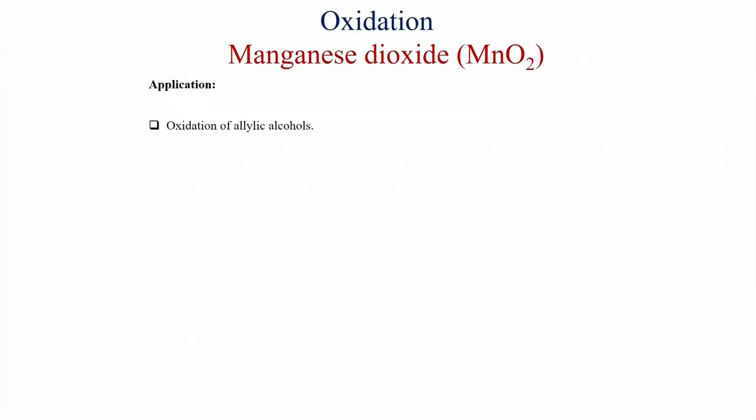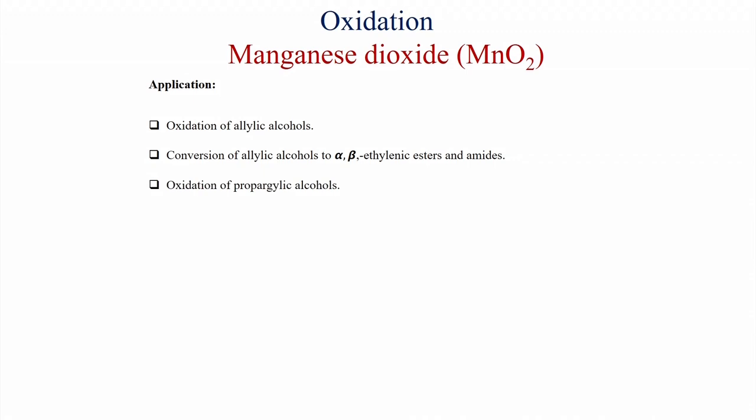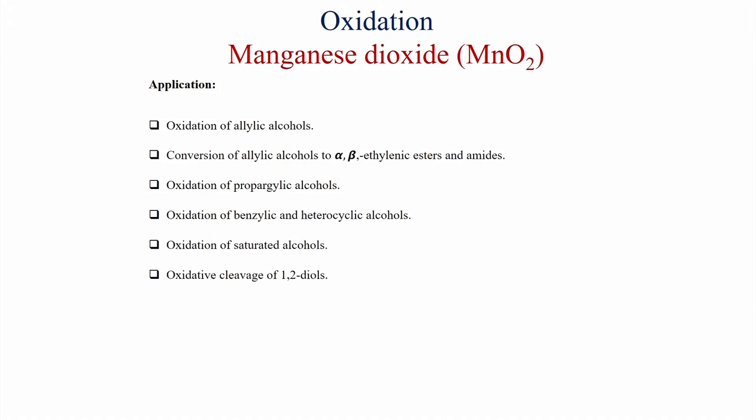Its application: it is mainly applied in oxidation of allylic alcohols, conversion of allylic alcohols to alpha beta ethylenic esters and amides, which is called Corey-Gilman-Ganem oxidation. This is also applied for oxidation of propargylic alcohols, oxidation of benzylic and heterocyclic alcohols, oxidation of saturated alcohols, and for that you need a catalyst or high temperature.